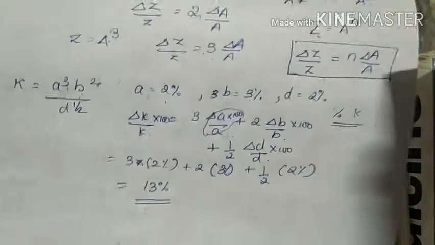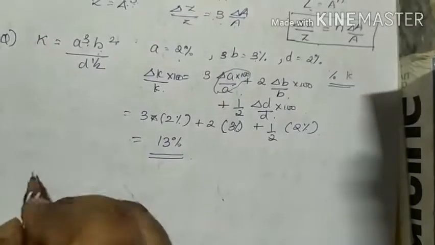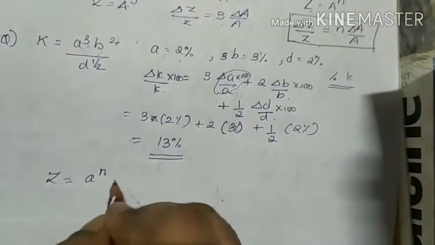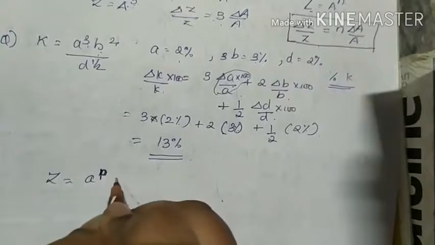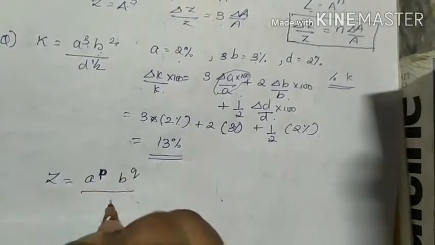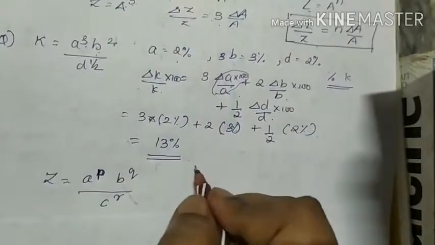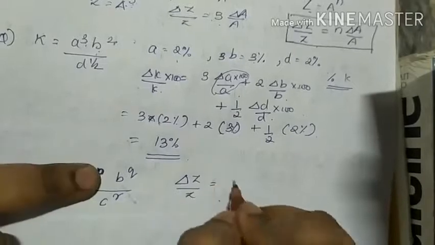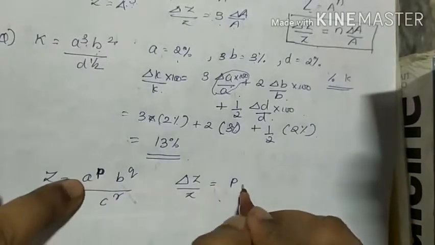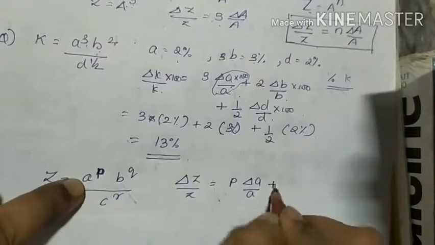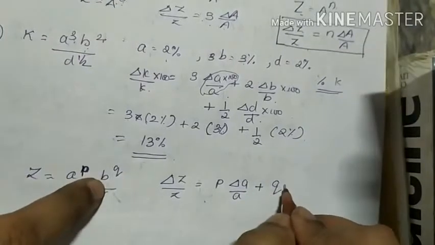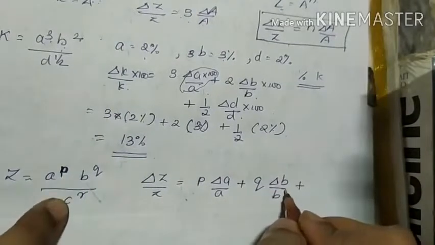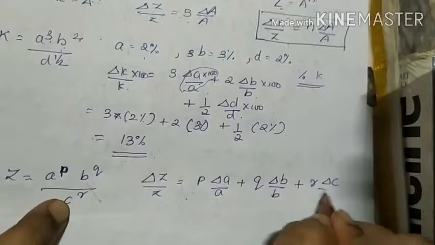Clear? So I'm going to give you a general formula. Let's say Z is equal to A raised to P, B raised to Q and C raised to R. Then delta Z by Z is equal to P, the exponent becoming the coefficient, into delta A by A, plus Q into delta B by B, plus, even if it is in the denominator, R into delta C by C.